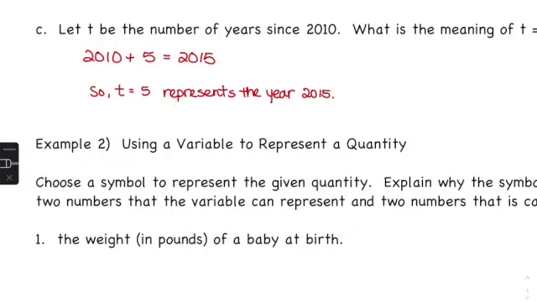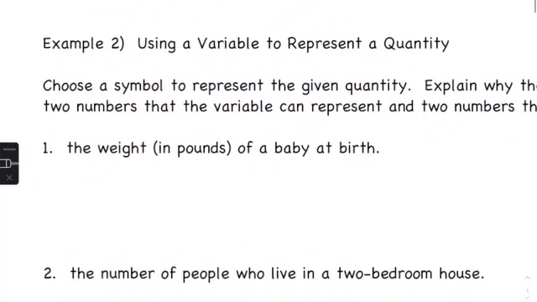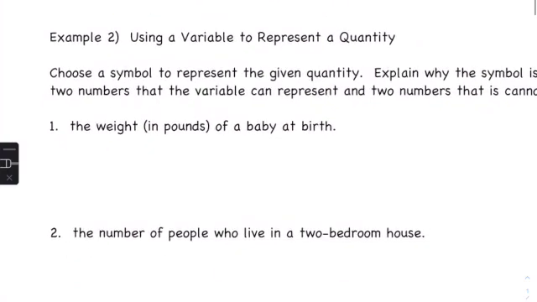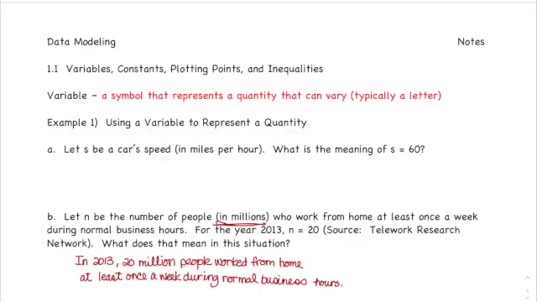Example number 2 says, using a variable to represent a quantity. When you talk about quantity, that means n could be anything, could be any number. So in this case, when they talk about number 1, the weight in pounds of a baby at birth, that means just using any letter you pick. For example, let's just use x for this case.